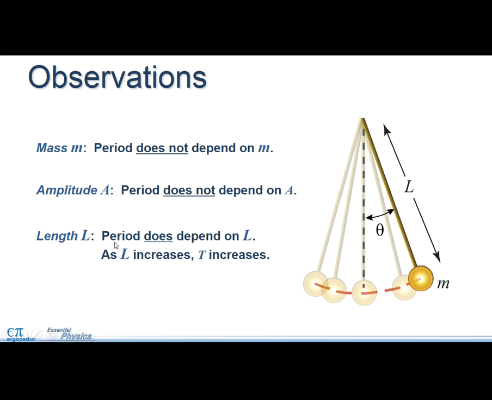Finally, the period does depend on the length. If you increase the length of the string, the period increases. So what does it tell us about the frequency? We remember that frequency is 1 over T. That tells us that as we increase L, the frequency decreases. If I wanted a high frequency, in other words tick-tock, tick-tock, tick-tock, I should make the length of the string really short. I want you to develop some intuition about that as you go. Connect your intuition to the equations.